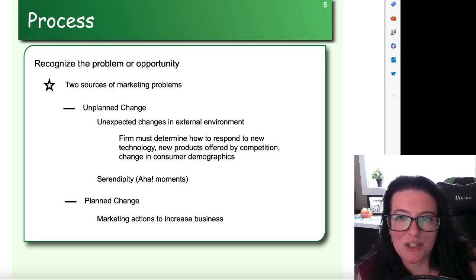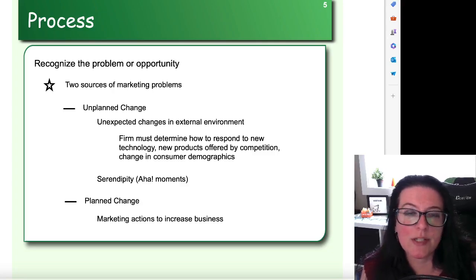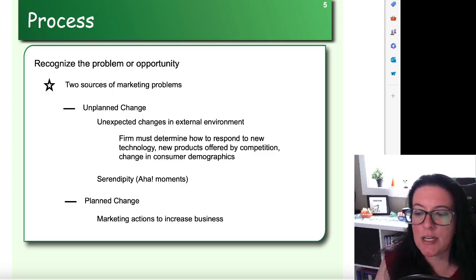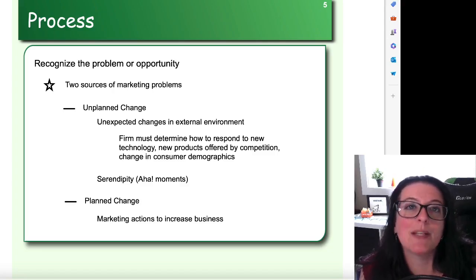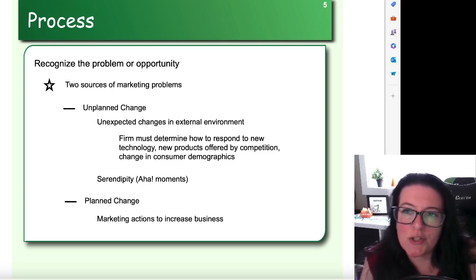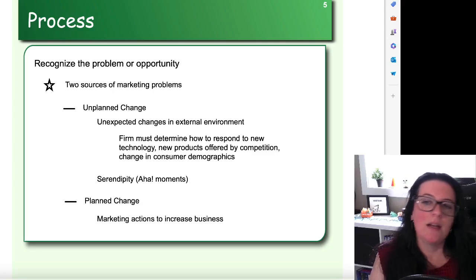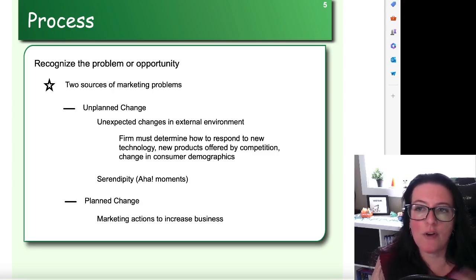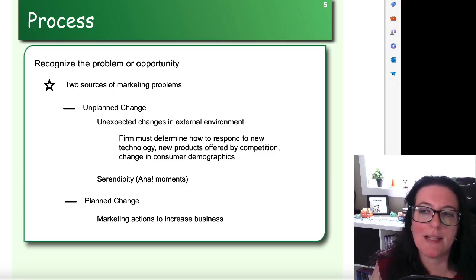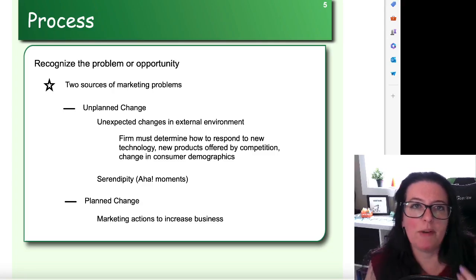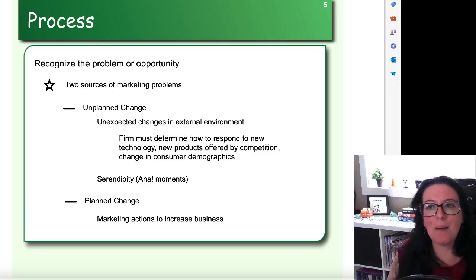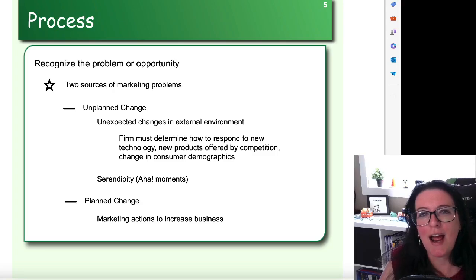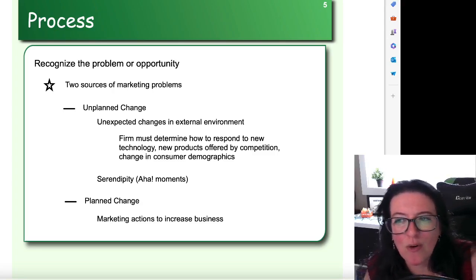But we can also have research that results from unplanned change. Perhaps there's an unexpected change in the external environment. There's now new competition. There is a change in technology that is impacting us and our ability to compete or operate, and so we must respond. Okay, so we can have planned changes or unplanned changes. And that unplanned change of competition or threat by technology, those can be felt as that negative, right? But there can also be serendipity, aha moments that are unplanned change, a unique opportunity for our organization.